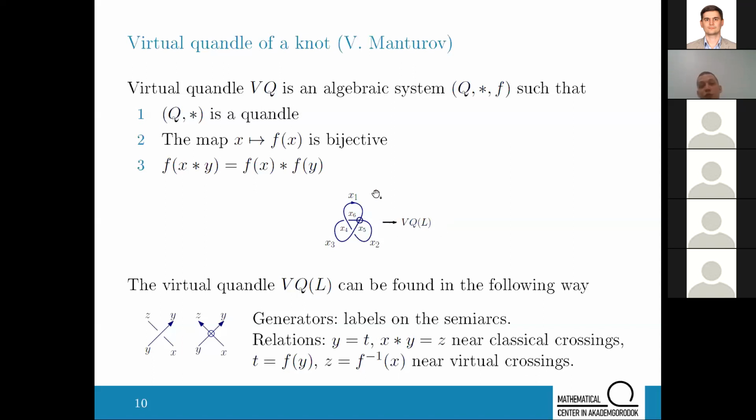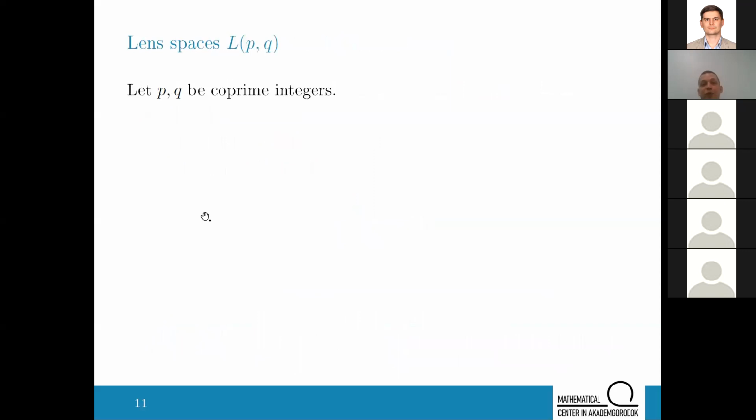And it's more general than the quandle introduced by Louis Kauffman, and it's more powerful. But of course, it's quite difficult to understand if two virtual quandles are isomorphic or not, but we don't focus on it. We are not interested in this talk if the invariant is easy to compare. There are some ways, but that's all I wanted to say about virtual links.